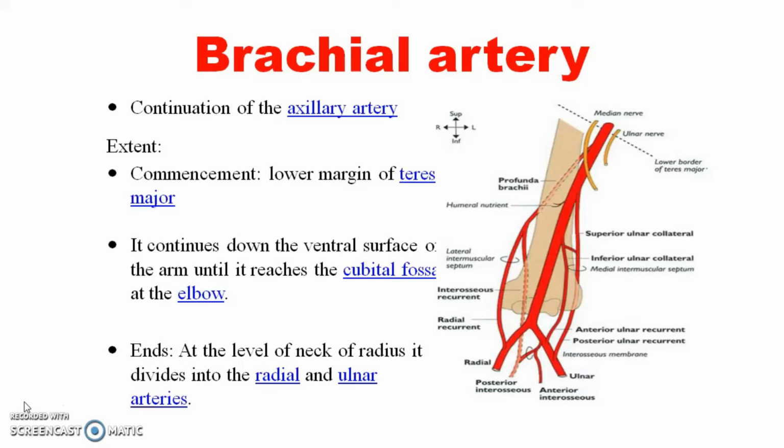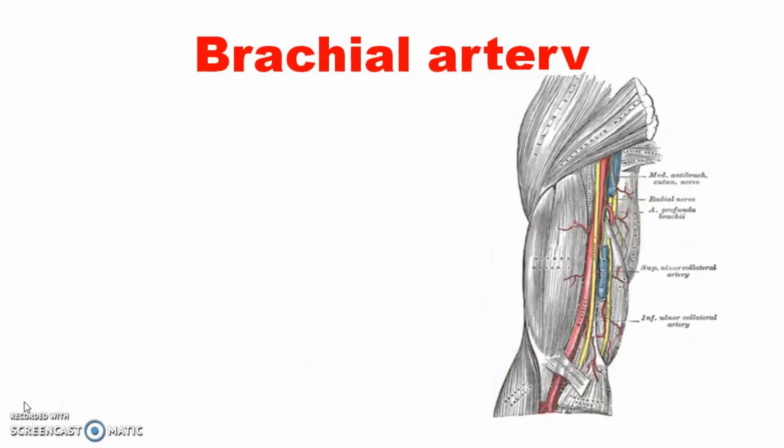Starting from lower margin of teres major, it is continuing downwards. In the upper part, it will be present medially. Later in the middle part, it is present anterior to the humerus. In the lower part, that is near to the cubital fossa region, it is related laterally. And then reaching the cubital fossa near to the neck of the radius, it is going to divide into 2 branches. One is radial artery and another one is ulnar artery.